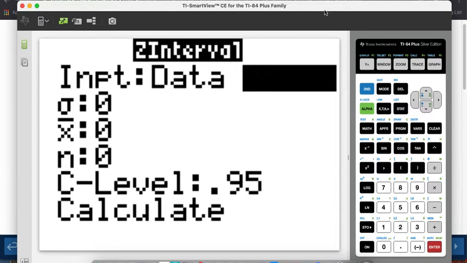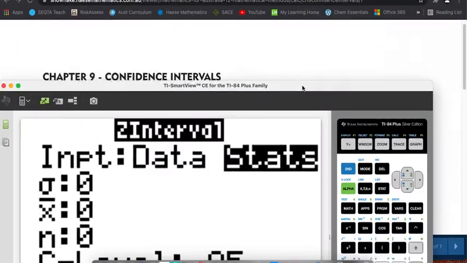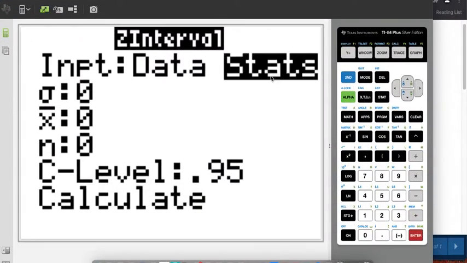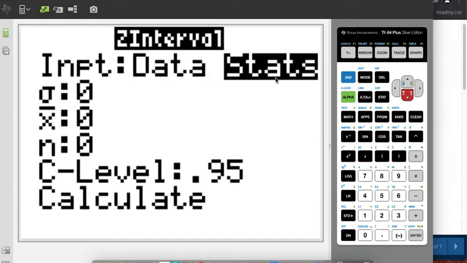Yeah. All right, so you need to have that highlighted over here on the stats one, because it will actually calculate that. If you dump a whole heap of data into the calculator, it will do it from actual data. We're not going to be doing that. So we've got to set it on stats, and then we just put in the things that we know.